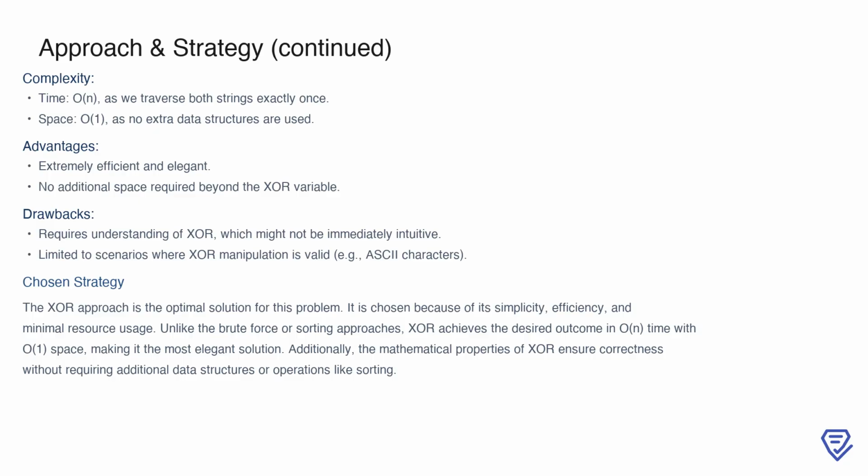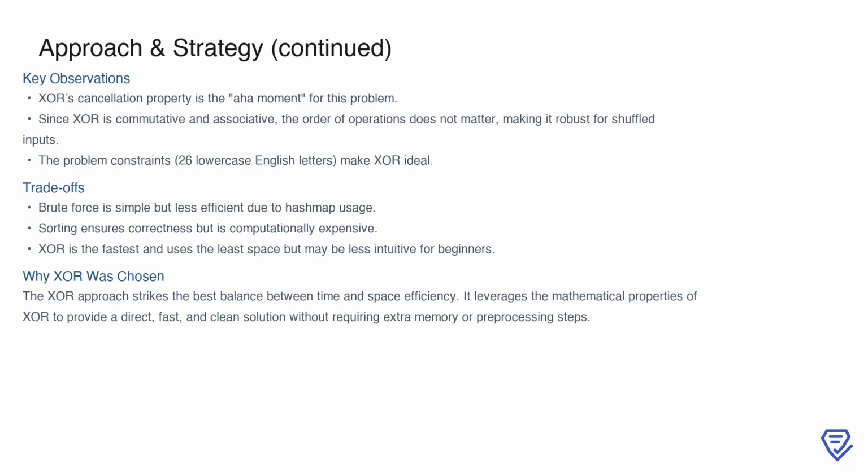While this method is elegant and efficient, it does require an understanding of XOR, which might not be immediately intuitive to all learners. However, for scenarios like this one, where input constraints involve ASCII characters, XOR excels as a minimalistic and highly effective solution. There are some key observations that make the XOR approach particularly appealing. Its cancellation property ensures that identical characters are eliminated regardless of their order in the input, making it highly robust even when the strings are shuffled.